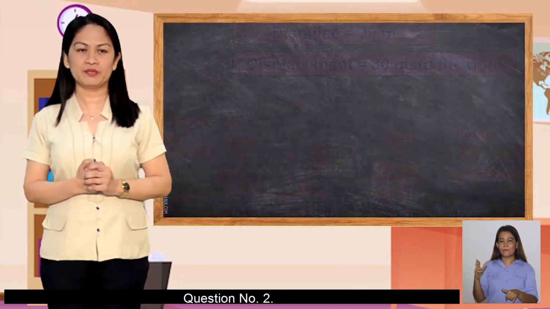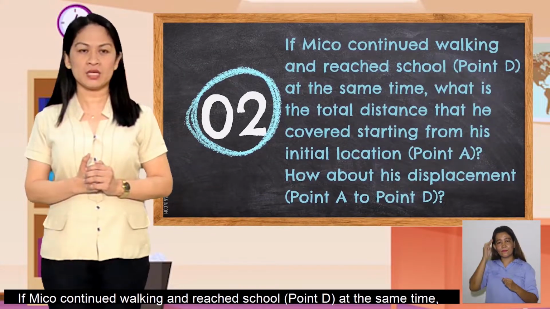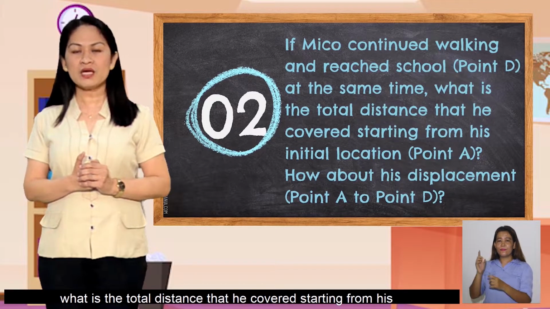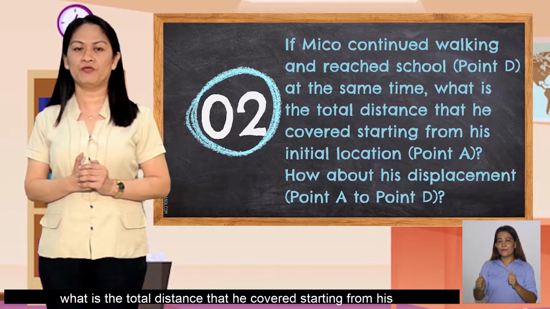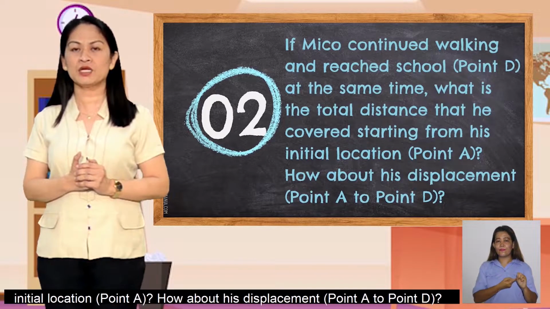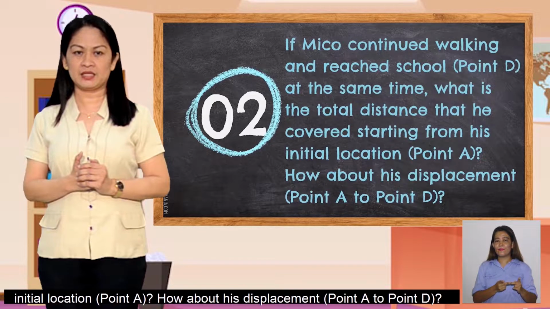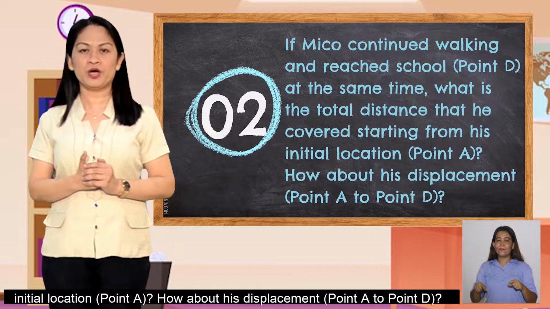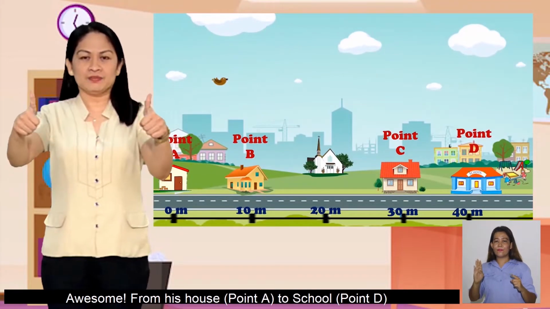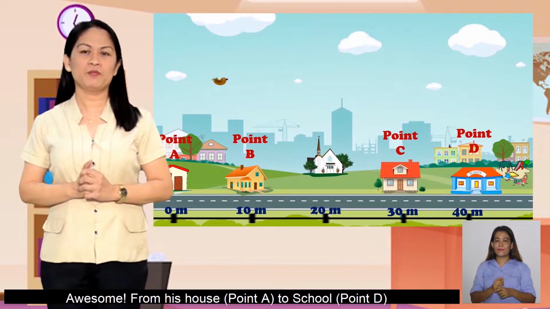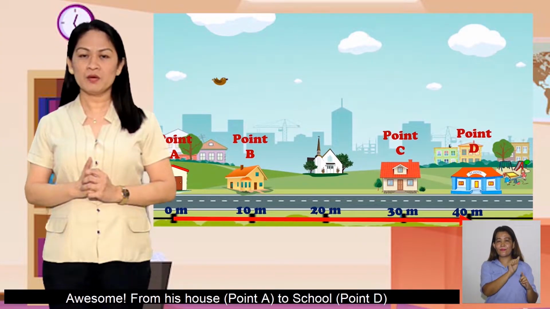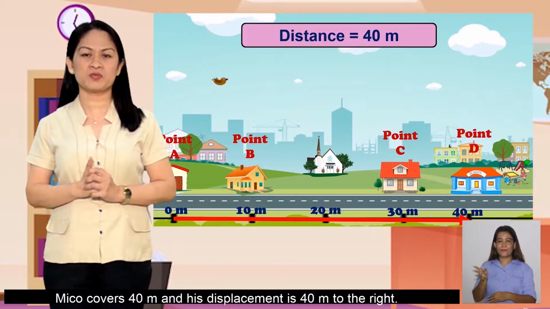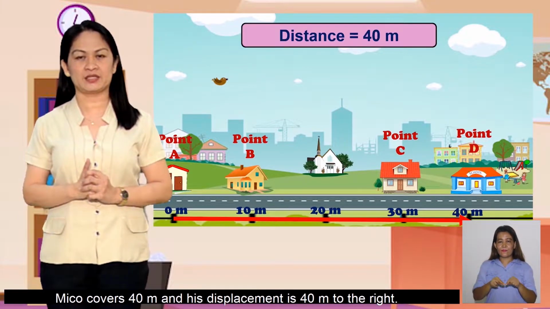Question number 2. If Miko continued walking and reached school, point D, what is the total distance that he covered starting from his initial location, point A? How about his displacement? Point A to point D. Awesome! From his house, point A, to school, point D, Miko covers 40 meters and his displacement is 40 meters to the right.